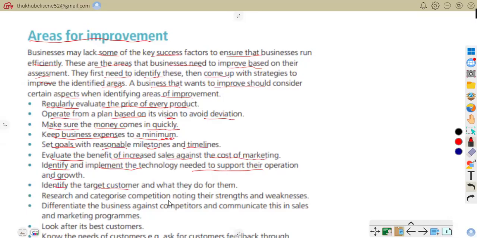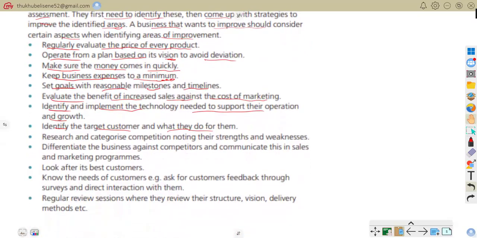Identify the target customer and what you do for them. Meaning to say, the business must know who its target market is and what their needs are. So that is why the business must know who its target market is, and what needs and problems it can satisfy for those customers. That is that.